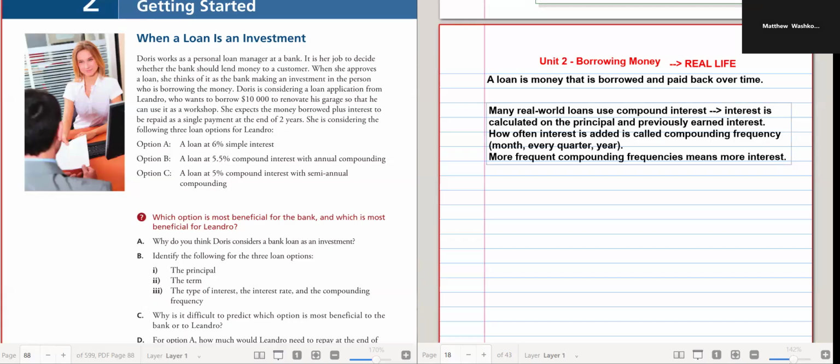All right. So why are we re-talking about this? Well, this entire unit is about borrowing money, and it builds on the principles that we learned in Unit 1.